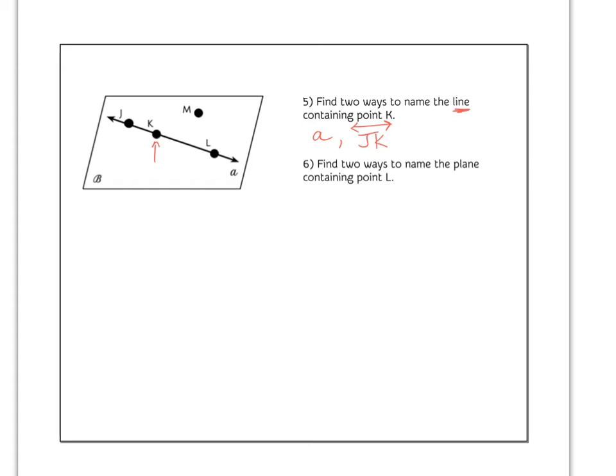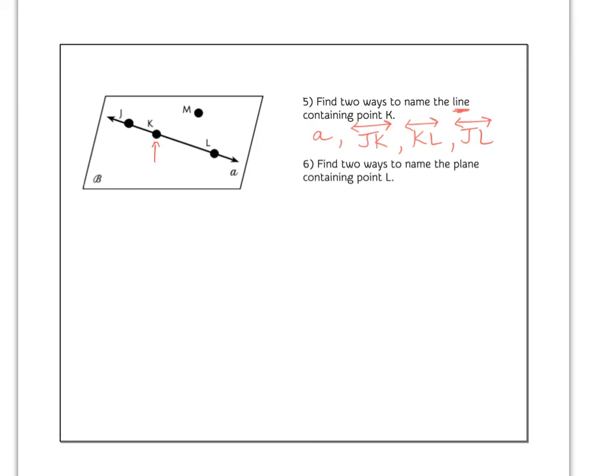I could also pick 2 different points. I could pick K and L. So line KL is another way to name that same line, because K and L are both on that line. I could also use JL. So there are many ways. You can even reverse those letters, like instead of JK, you could do KJ. But normally a mathematician will write them alphabetically. But it's not really wrong if you mix them around.